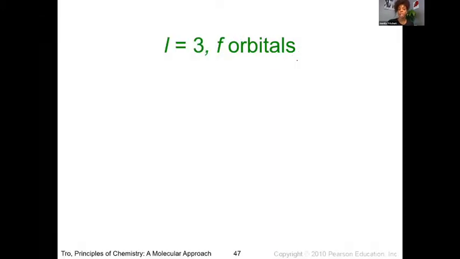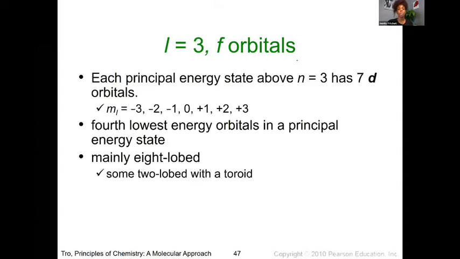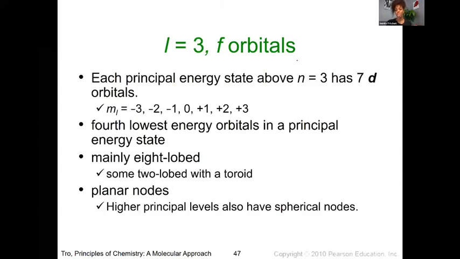And then last but not least, an L value equal to 3, those are our f orbitals. So f orbitals, again, those are our largest orbitals. They look like 8 balloons tied together. And if we look at our ML values for that L value equal to 3, we would say that ML values are -3, -2, -1, 0, +1, +2, or +3. And so since we wrote down 7 numbers, that tells us that we have 7 different types of f orbitals that can exist, 7 different orientations.